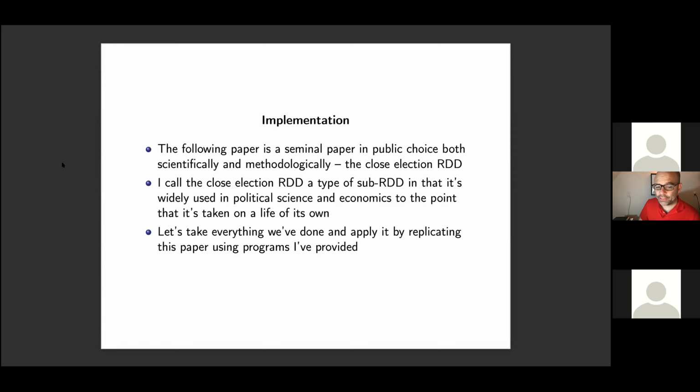I call it the close selection design because it's a very specific version of regression discontinuity. A lot of the papers people write, as you know, if they use instrumental variables or regression discontinuity design, just become applications of a particular procedure. What was different about this paper was it was so influential that everyone tried to copy the design.